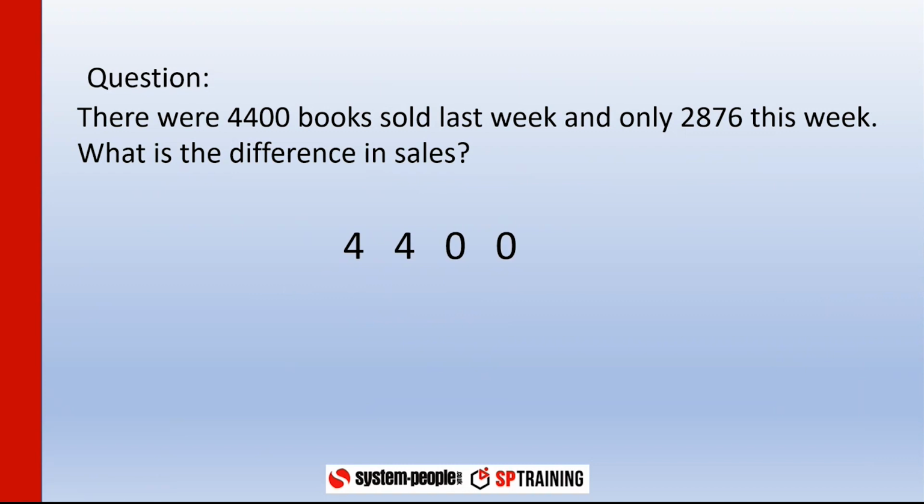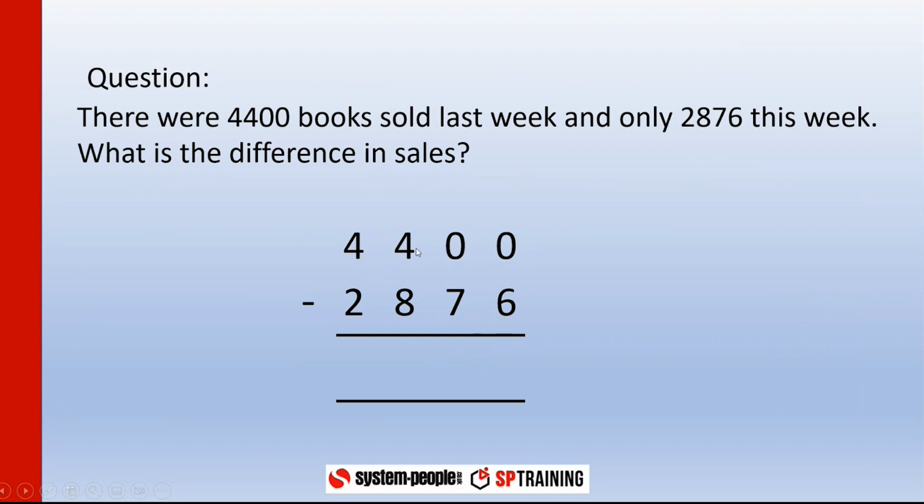We'd write down our numbers. There's 4,400. Take away 2,876. And then we start to look at this question. We look at the beginning at our units column, and we've got 0 take away 6, and we find we cannot do 0 take away 6. So what we do is we look to the next column, because in the previous one we borrowed from the next column along, but we've got 0 tens here, so we can't take anything from the 0 tens.